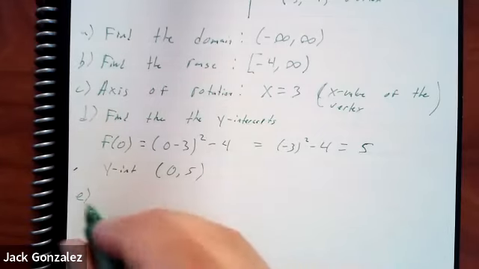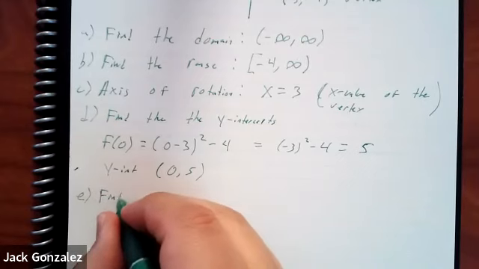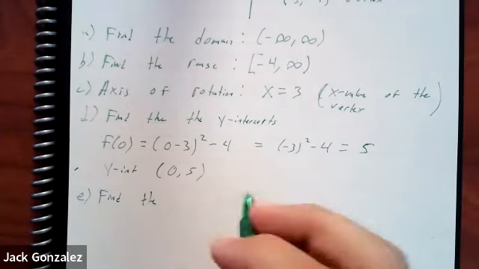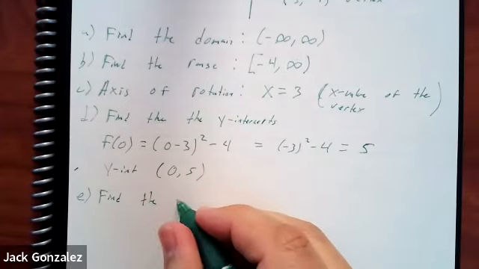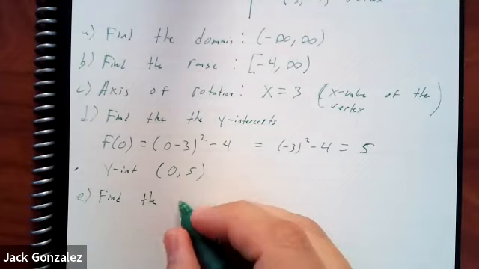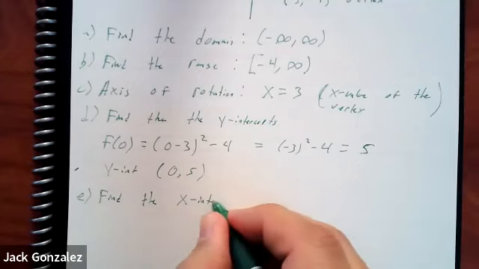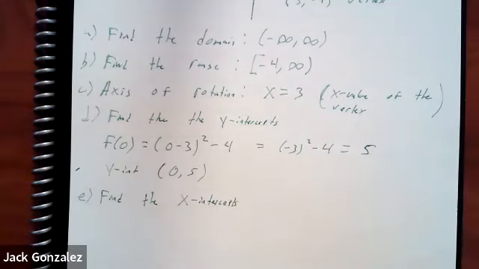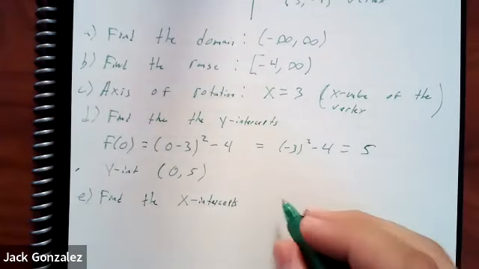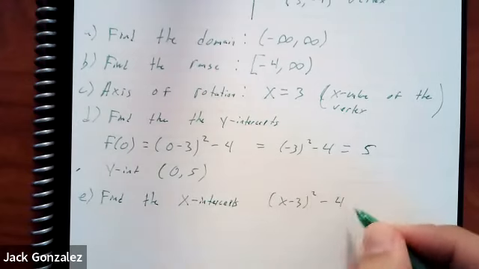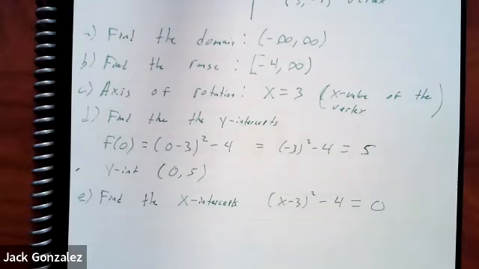How do you find the x-intercepts? Let Y be 0. And in this case, what is Y? Y is the F. Yeah, the F. So X minus 3 squared minus 4, set this function equal to 0. Solve for X. How would you solve for X here?